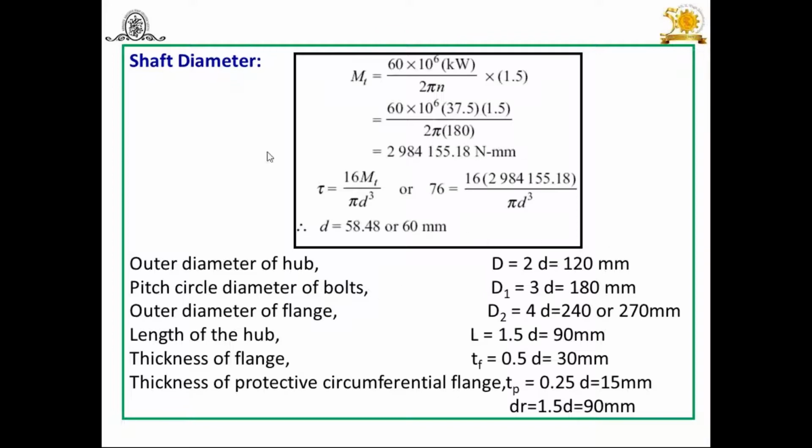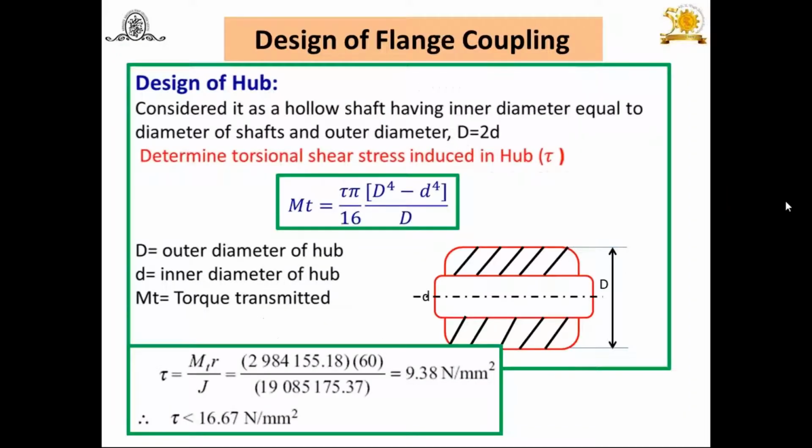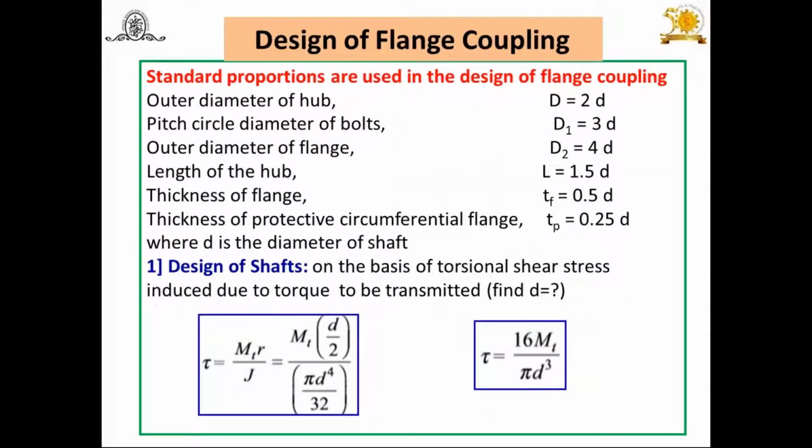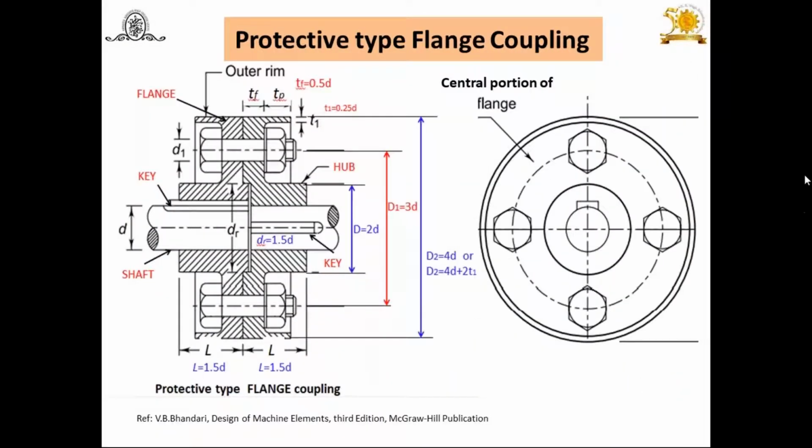Once you have the shaft diameter, you can find all the dimensions of the coupling. Now let us proceed to the next step, design of the hub. I have already explained it, but I would like to show it today also. In the design of the hub, this is the input shaft, this is the flange part and the hub. Look at this here. This part is the hub.